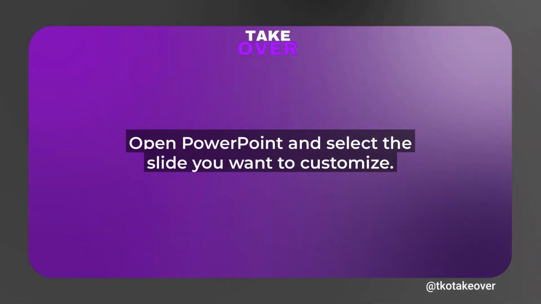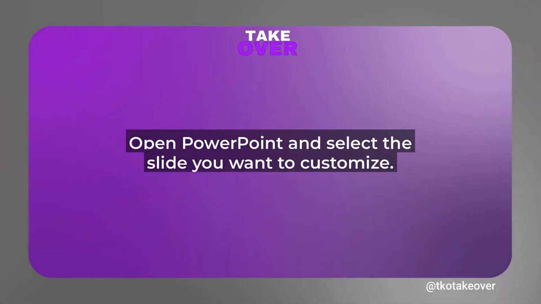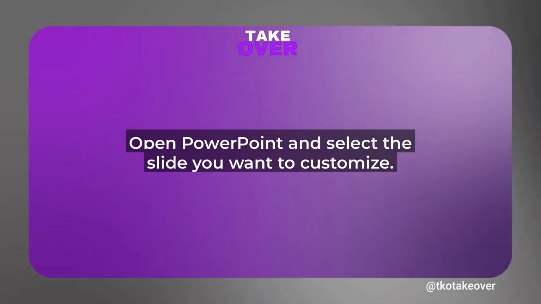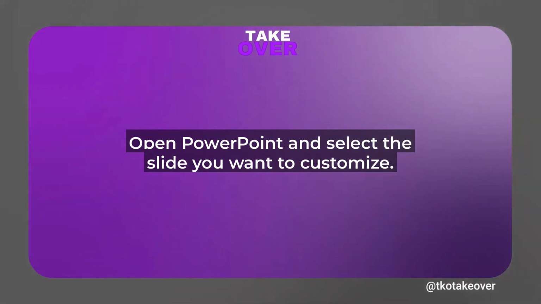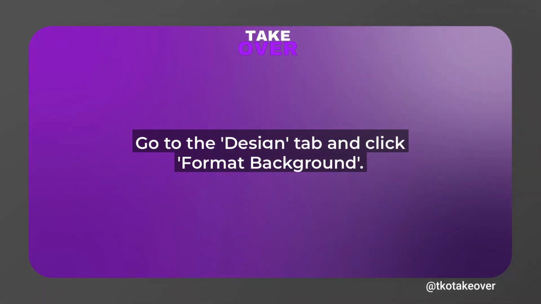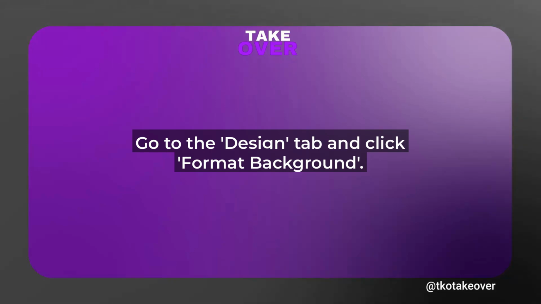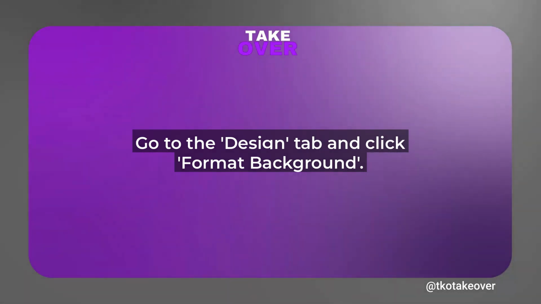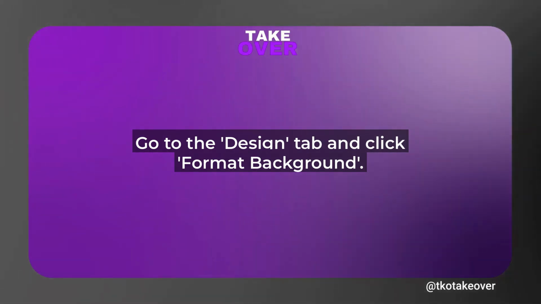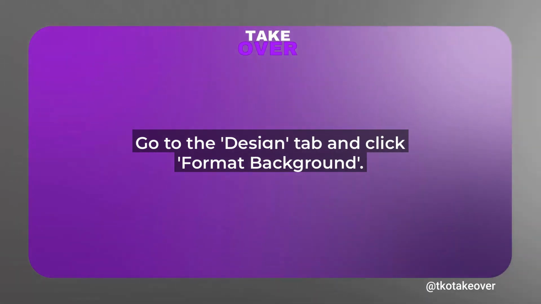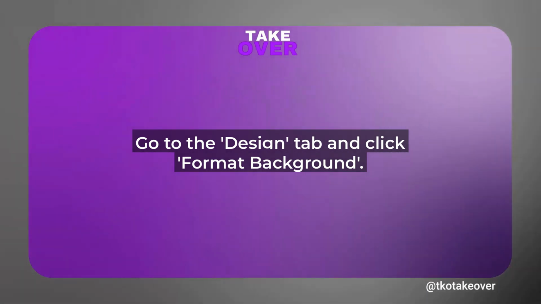First things first, open up PowerPoint 2025 and select the slide you want to edit. You'll notice the familiar interface, but with some sleek updates for better usability. To access the background options, head to the Design tab at the top of the screen. It's right there in the ribbon, making it easy to find. Once you're in the Design tab, click on Format Background. This will open a sidebar where you can explore all the exciting possibilities.